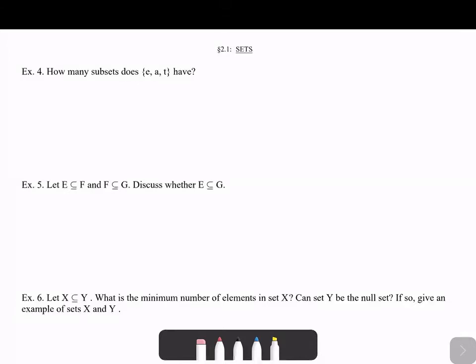So example 4 says, how many subsets does the set containing E, A, T have? So first off, I think it's easy to start out with finding the cardinality of the set. So the cardinality of the set containing E, A, and T is 3, just because there are 3 elements in this set.